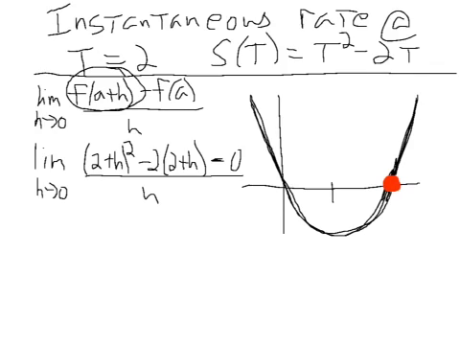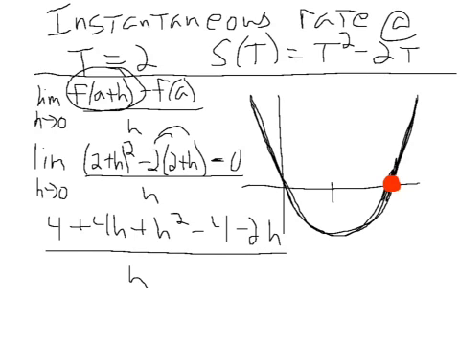Now we're going to FOIL that and expand this all out. Notice I'm not bothering to write the limit. I'm just going to know that it's there. So 4 plus 4h plus h squared minus 4 minus 2h. That's what that whole top becomes if I expand that out and distribute through. Then minus 0, I'm not going to worry about. That's over h.